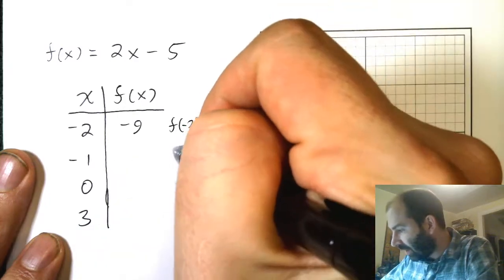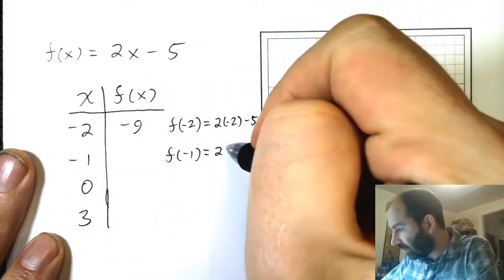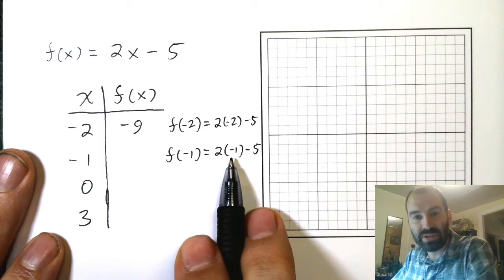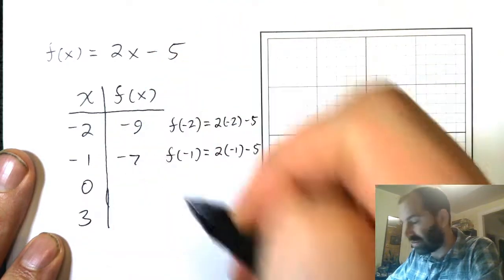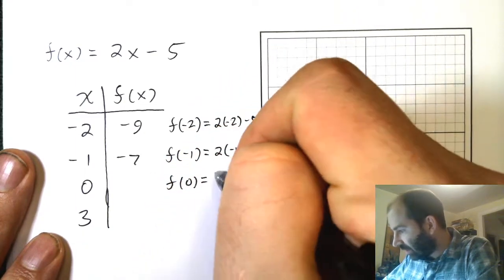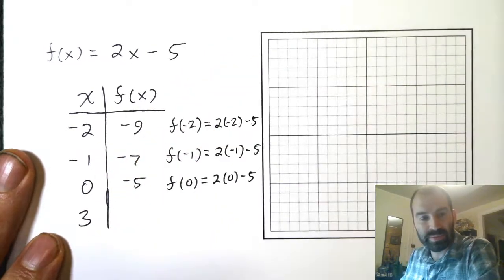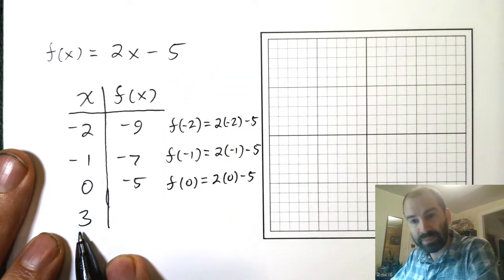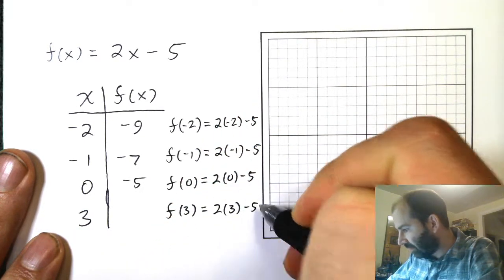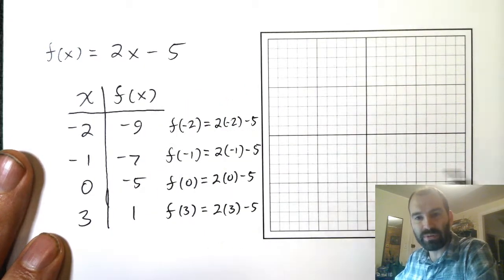Okay, let's do the next one. This is f of -1. Well, that's 2 times -1 minus 5. When I simplify that, 2 times -1 is -2, minus 5 is -7. Let's try 0. f of 0 is 2 times 0 minus 5. Well, that's 0 minus 5, that's -5. What about 3? Well, f of 3 is 2 times 3 minus 5. Well, 2 times 3 is 6, minus 5 is 1. Okay, so we got a table of values here.